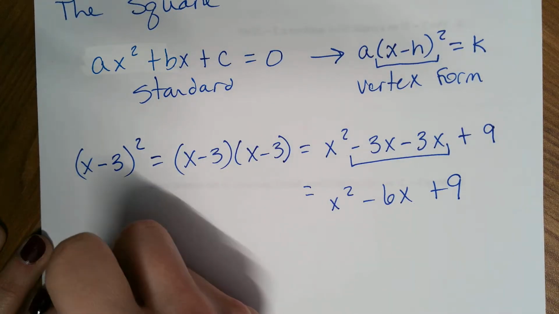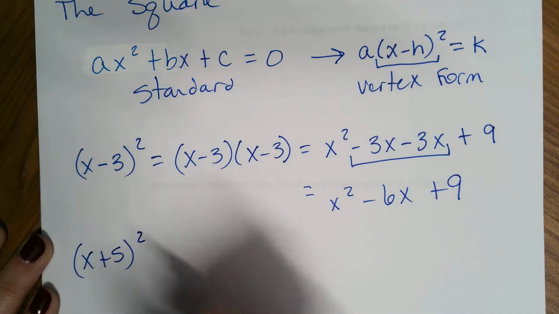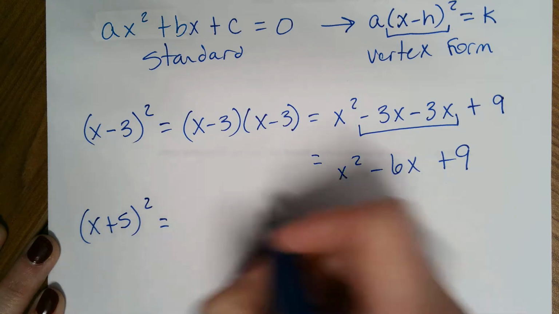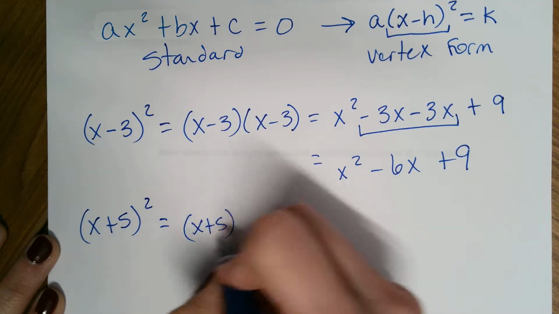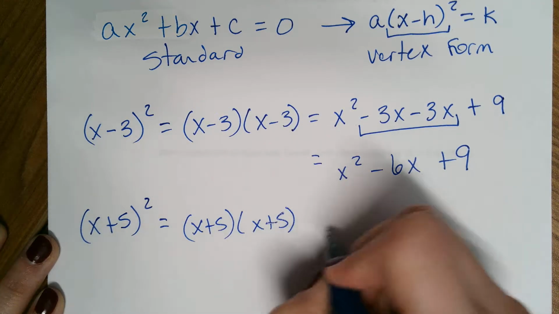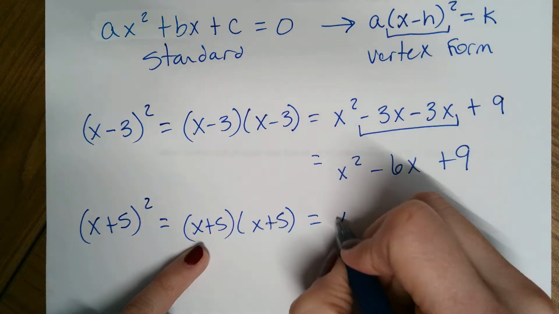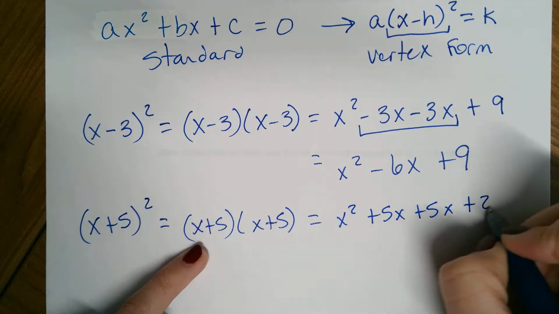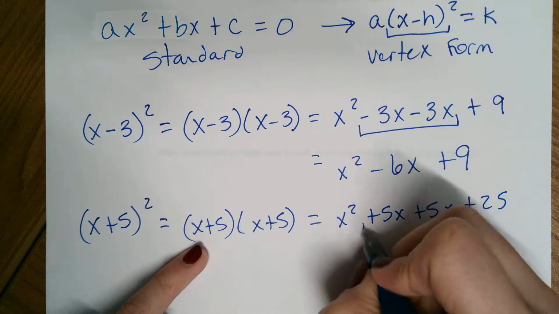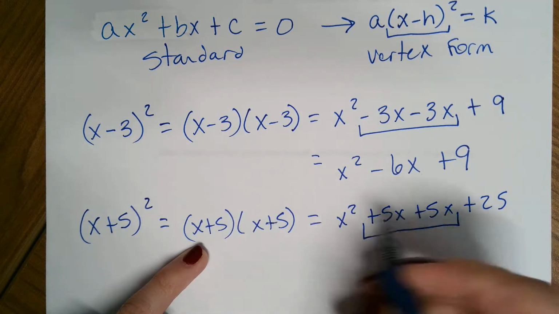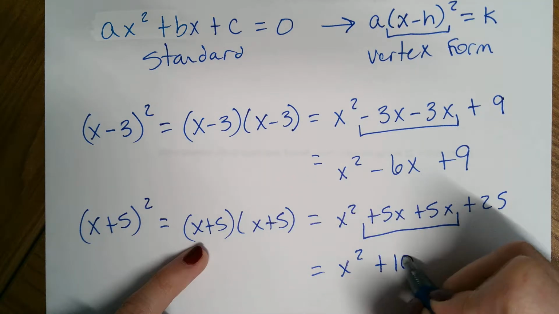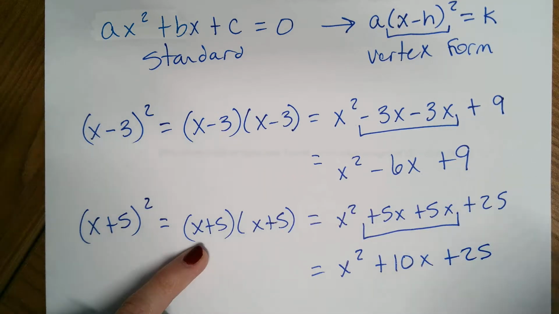So let's say that I have x plus 5 squared, right? Kind of working backwards here. So x plus 5 squared, if I multiply that out, I get x plus 5 times x plus 5, which is equal to x squared plus 5x plus 25. And again, combining these two like terms, notice in the middle they are the same, and that will happen every time, but I end up with x squared plus 10x plus 25.